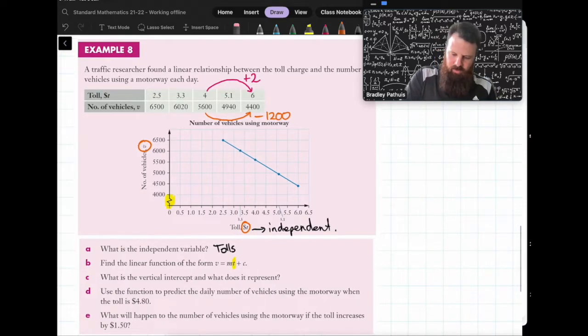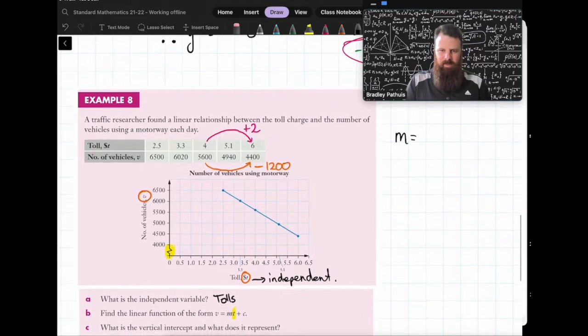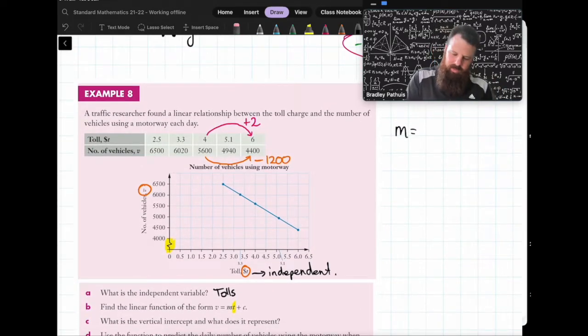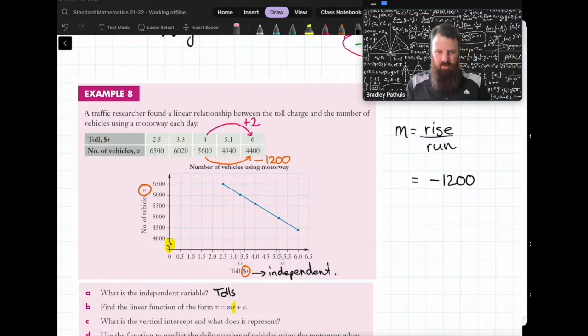So just off to the side here, our gradient in this question, remember it's rise over run. Well, our rise was, it fell, it went down 1200 over 2 as it ran 2. Simplify that fraction. If you're not sure, use your calculator, and you're getting a value of negative 600.